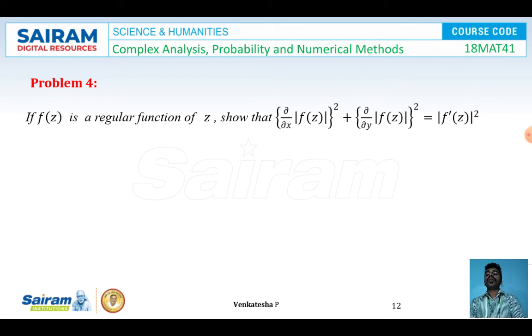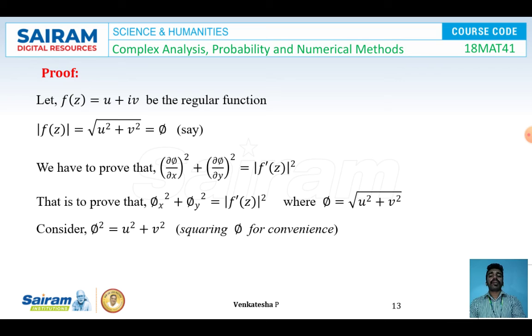One more example. If f of z is a regular function of z, show that dou by dou x of mod f of z whole square plus dou by dou y of mod f of z whole square is equal to mod f dash of z whole square. So same in this problem also, I'll be assuming some function mod f of z as pi and I'm going to differentiate that. So since the function f of z is equal to u plus iv is a regular function, we can make use of the CR equations as well as the harmonic property here also if it is required.